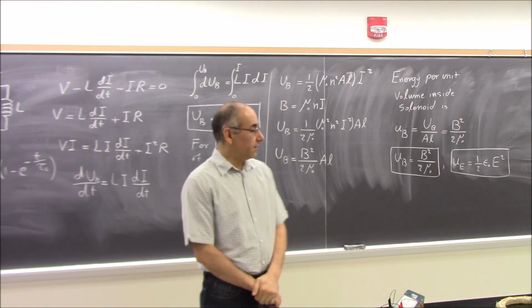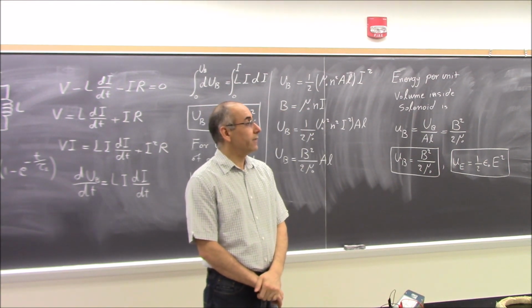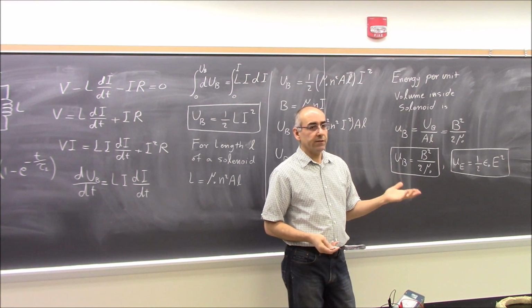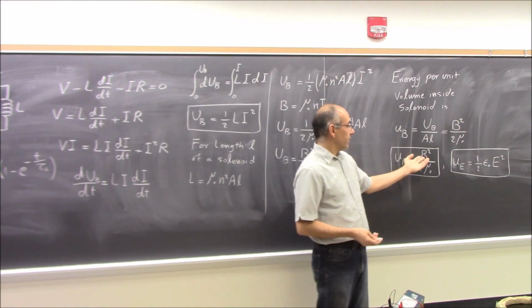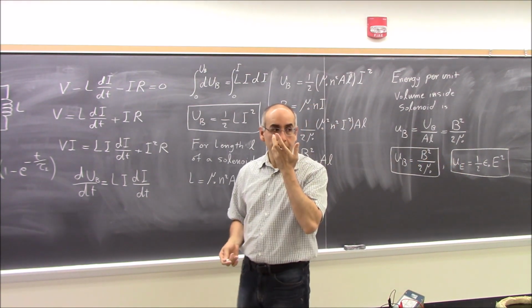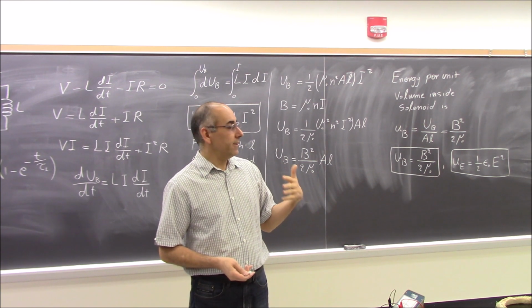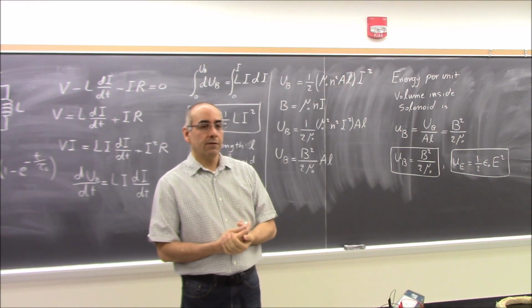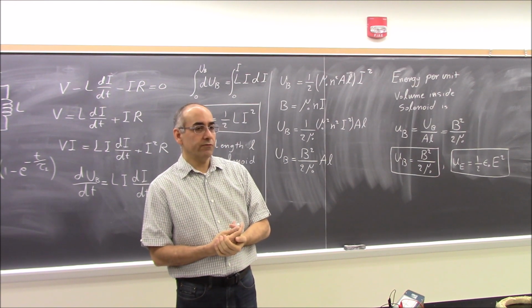Later on in the next chapter, chapter 32, we will see that light is an electromagnetic wave, can be interpreted as an electromagnetic wave, and because we have electric field and magnetic field, light has energy. And the energy of light, or energy of the electromagnetic field, comes from these energies of electric field and magnetic field.